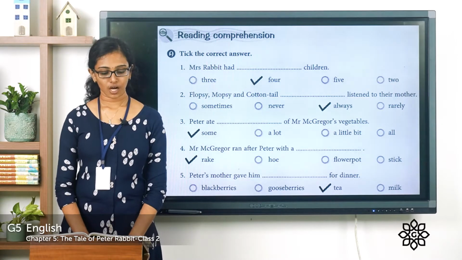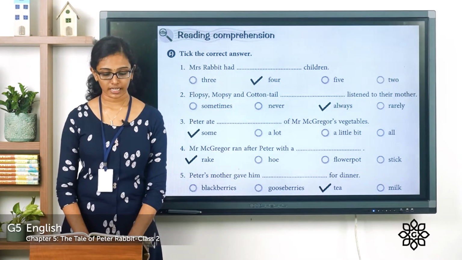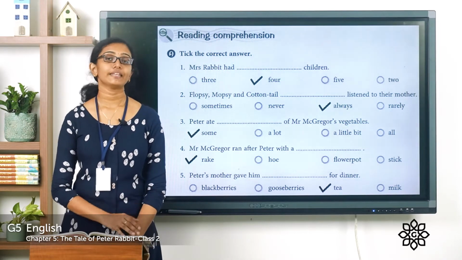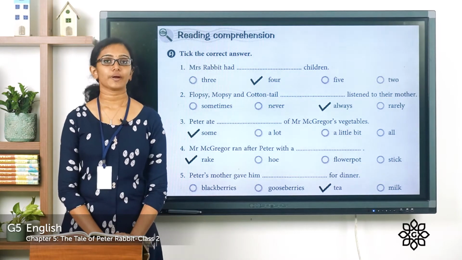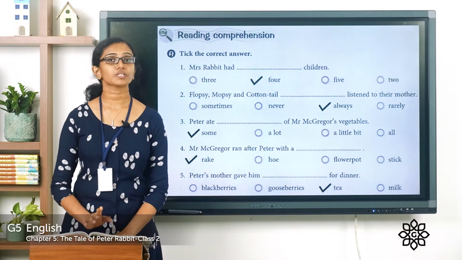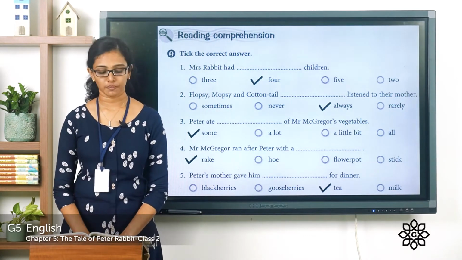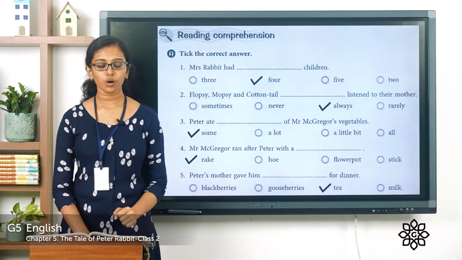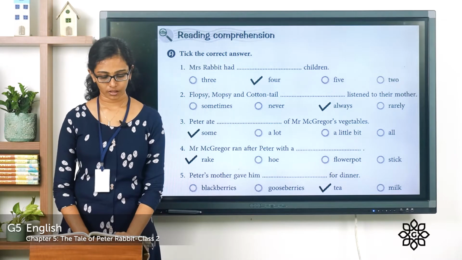Second question, Flopsy, Mopsy and Cottontail dash listen to their mother. Is it sometimes, never, always or rarely? They always listen to their mother, and Peter was the only one who never listened to his mother. So, Flopsy, Mopsy and Cottontail always listen to their mother.